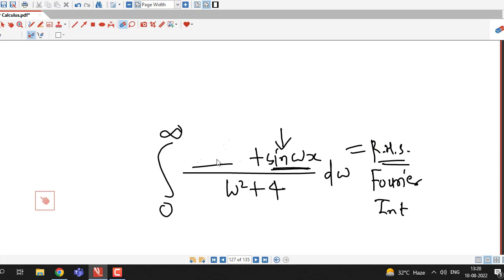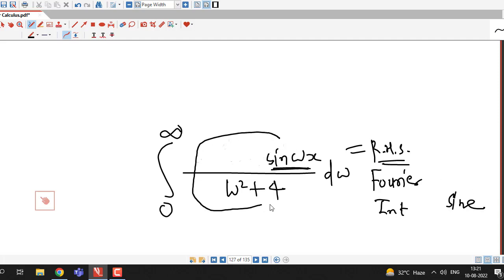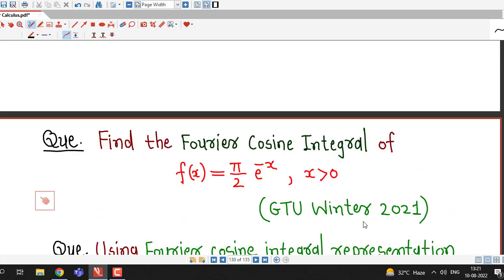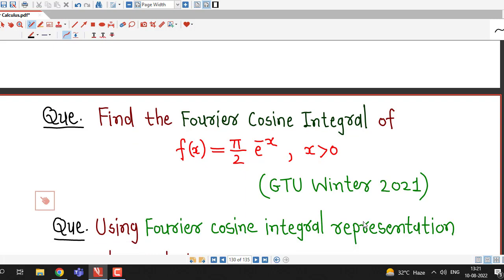But if our integral contains only sine omega x, then we have to go for Fourier sine integral. Similarly, if our integral contains only cos omega x, we have to go for Fourier cosine integral. So remember all these small things, and you will be able to decide your Fourier cosine, sine or Fourier integral. This question was asked in GTU winter 2021 exam.